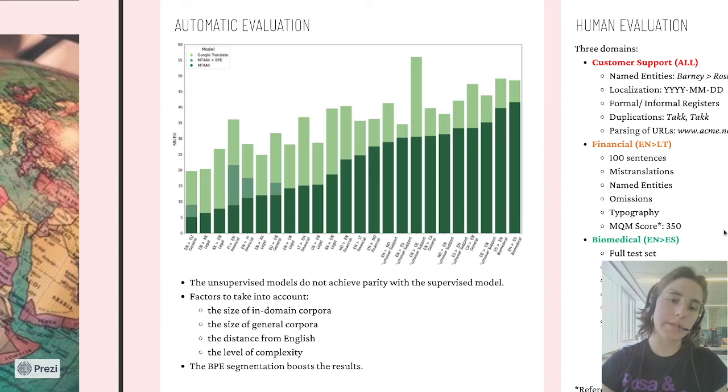So it is no surprise that the ones that obtain the lowest scores are Basque, Kazakh, and Finnish. Basque and Finnish are morphologically rich languages, and then Kazakh is a very, very low resource language. So this could also be expected, and it actually has a different alphabet. Now, regarding Basque and Finnish, we can see how the BPE segmentation boosts the results, especially for Finnish to English, and it is not so much the case in Basque to English.